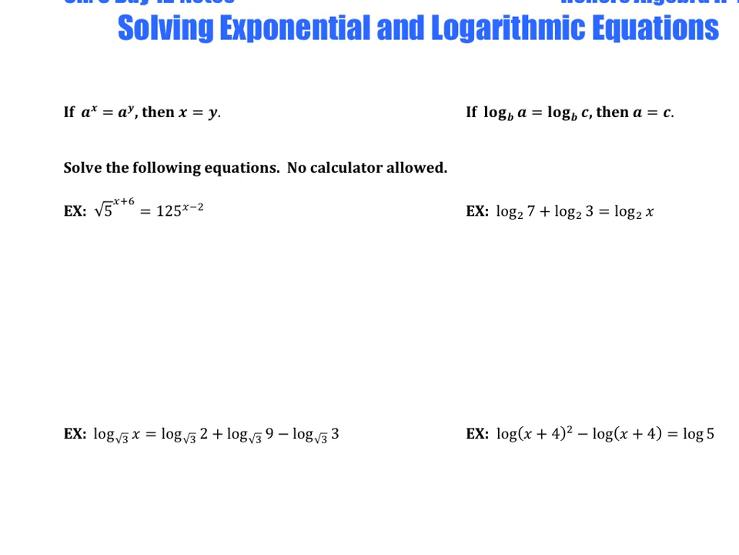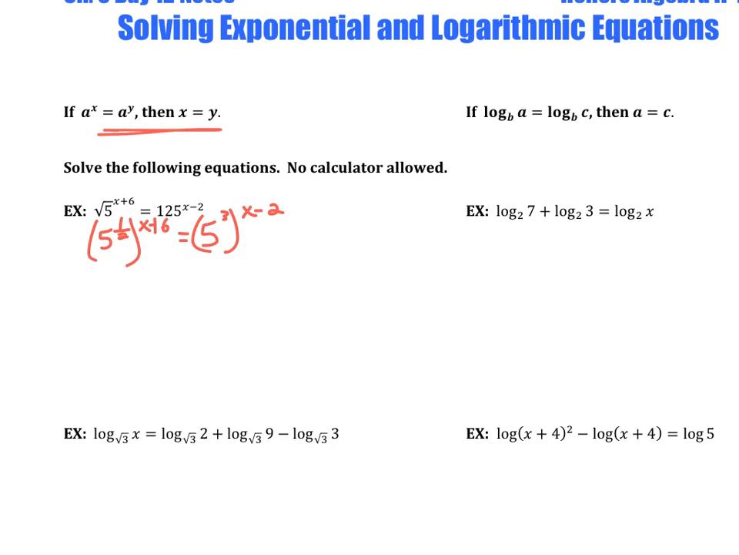We could rewrite the square root of 5 as 5 to the 1/2. All of that will still be raised to the x plus 6. And then we could rewrite 125 as 5 cubed. All of that would still be raised to the x minus 2. And if you notice, I've now written both sides in terms of the same base, which in this case is 5. So based on this property up here, it says I can set those exponents equal to each other.